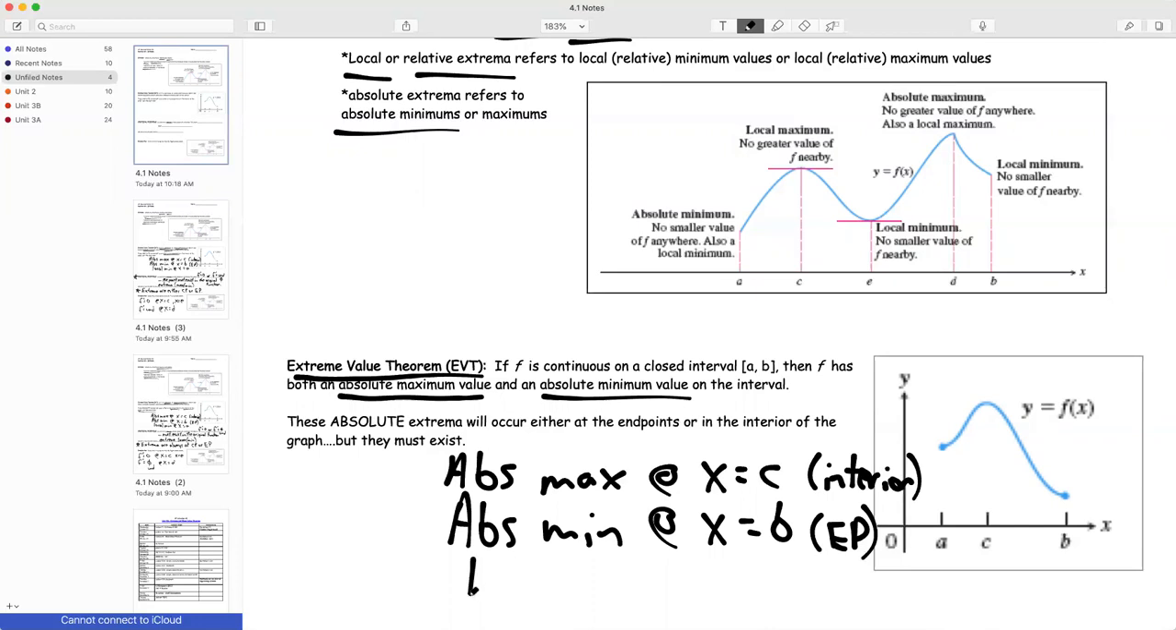And then I've also got a local minimum at x is equal to A. It's a minimum because it starts at the endpoint and then the function increases. Therefore, I have a local minimum at A, but it's not the absolute minimum.